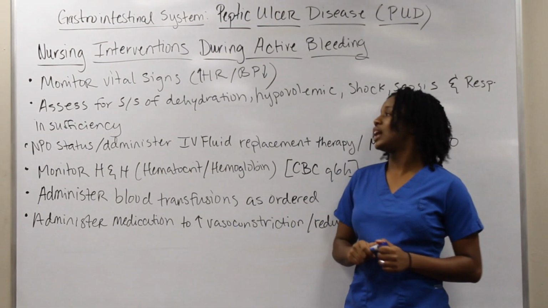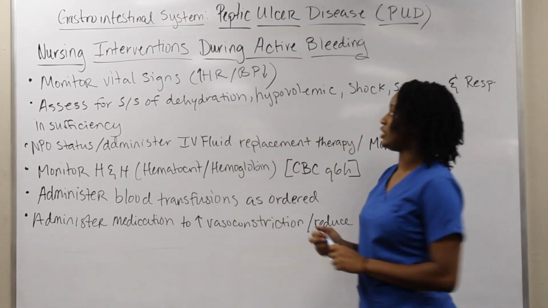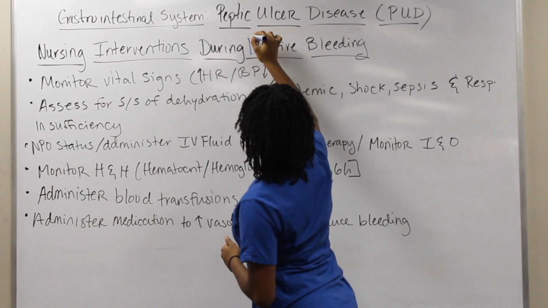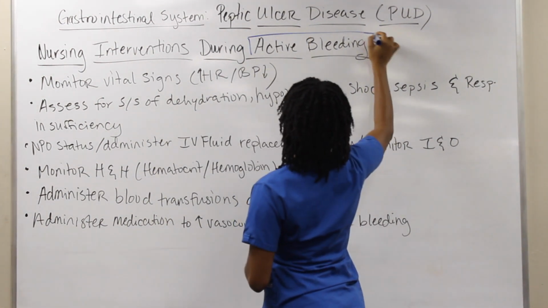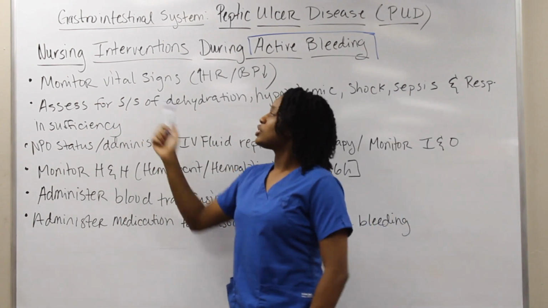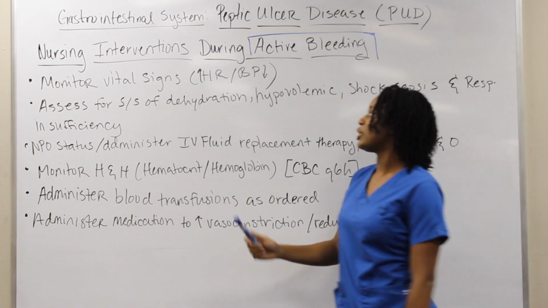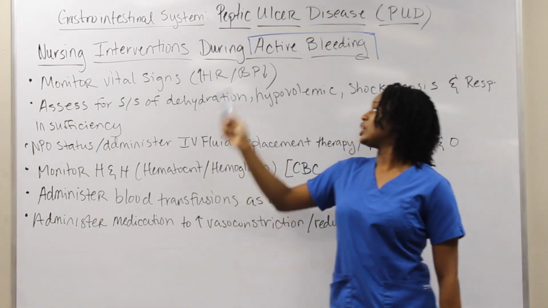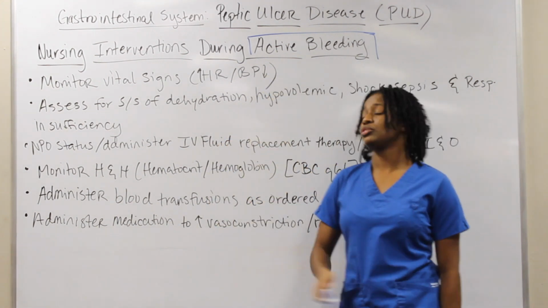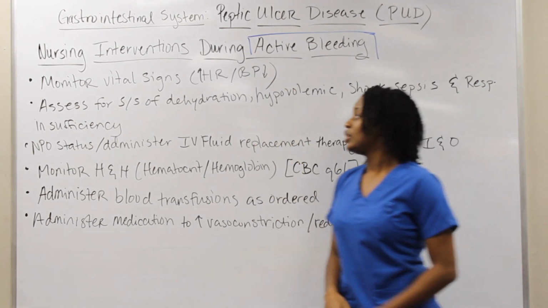All right, so now we have nursing interventions during the active bleeding, okay? So I'm just going to go ahead and highlight here so you can see that this is for active bleeding. So first thing you want to do is monitor your vital signs, okay? And your main 2 vital signs, like I told you before, is your heart rate and your blood pressure. So your heart rate normally tends to go up as your blood pressure tends to go down, all right?